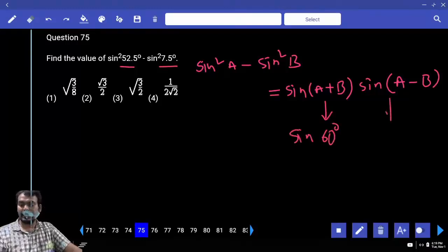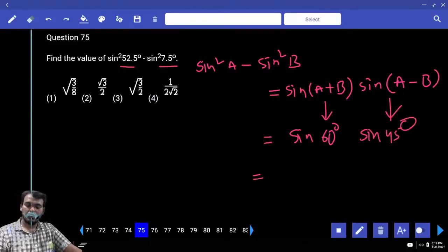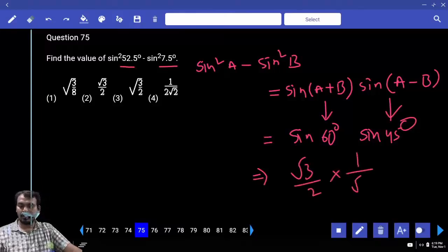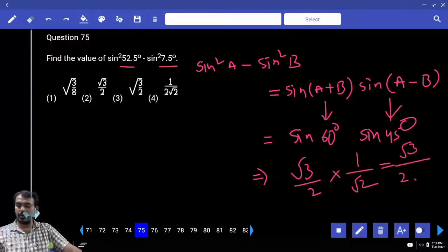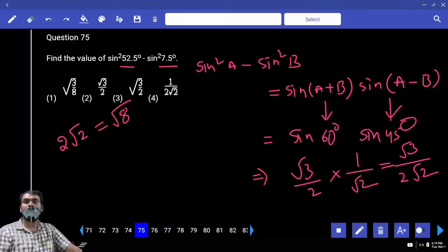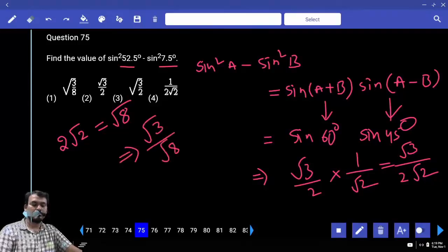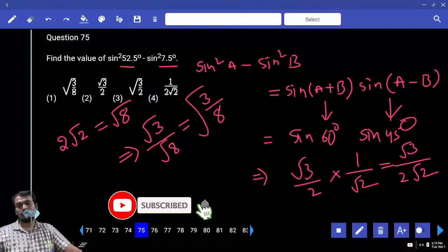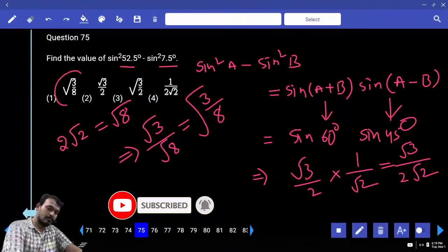Second one sin 45. What is the sin 60 value? Root 3 by 2. Sin 45, 1 by root 2. Okay. This one we write as root 3 by 2 root 2. Already we know 2 root 2 means it is root 8, yes or no? What is the total answer? Root 3 by root 8. Then the answer will be under root of 3 by 8. Okay.